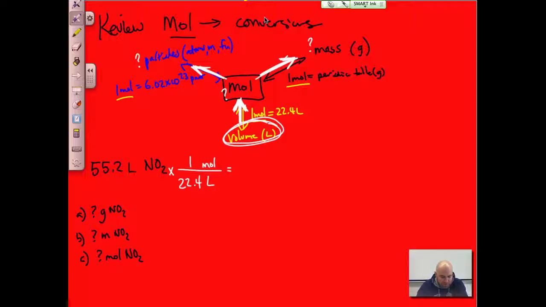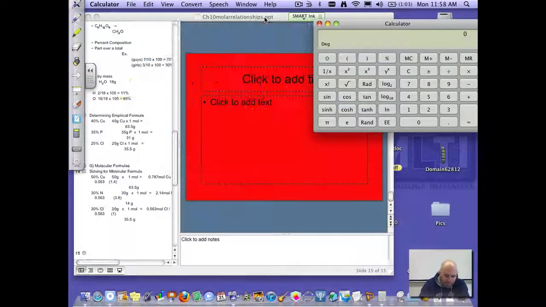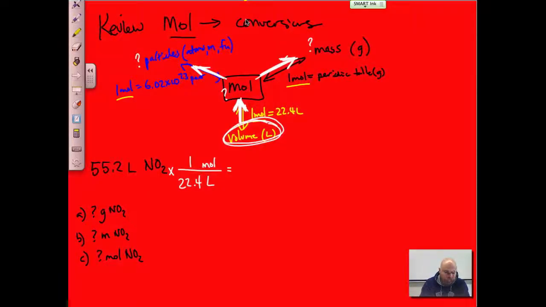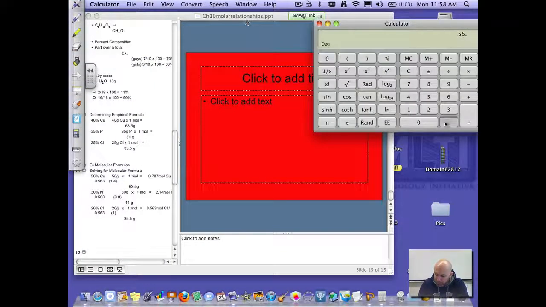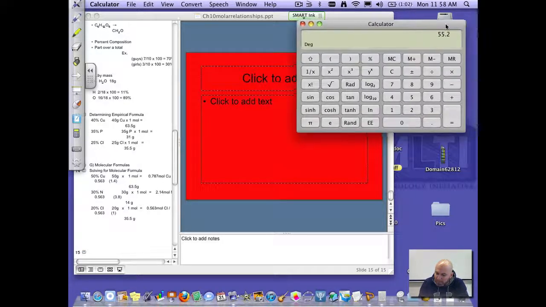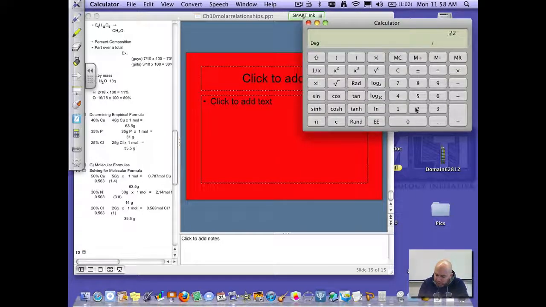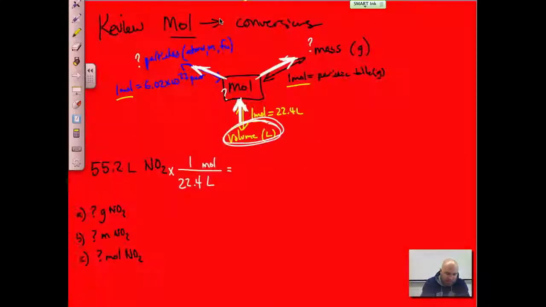So there's that 22.4. So again, I don't have my calculator right here. I need to bring it up. I've got 55.2, okay? 55.2 divided by 22.4. I get 2.46, all right? So 2.46 moles is my answer for C. Okay, so I've got that one.